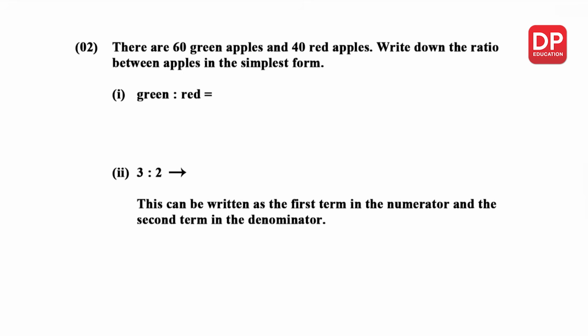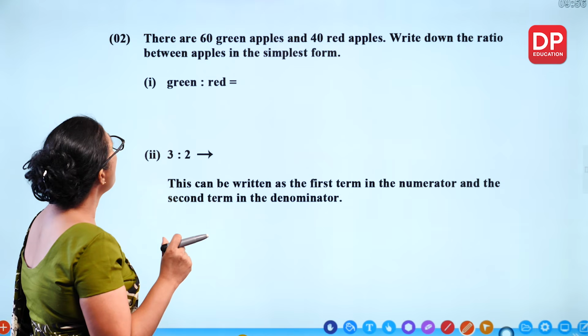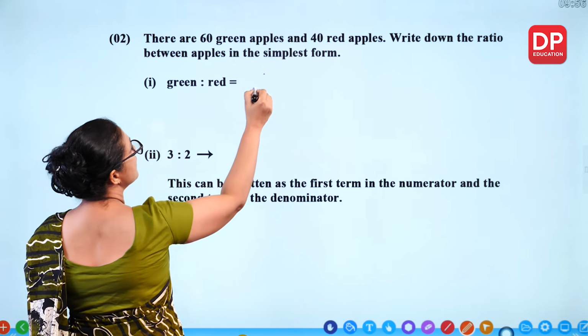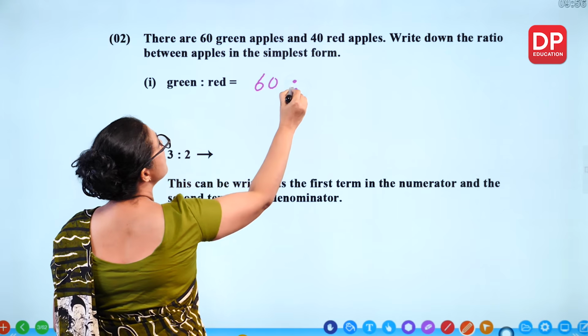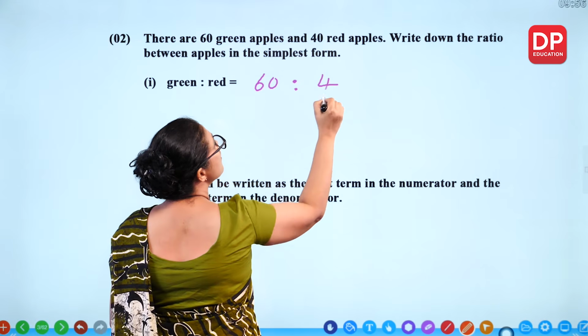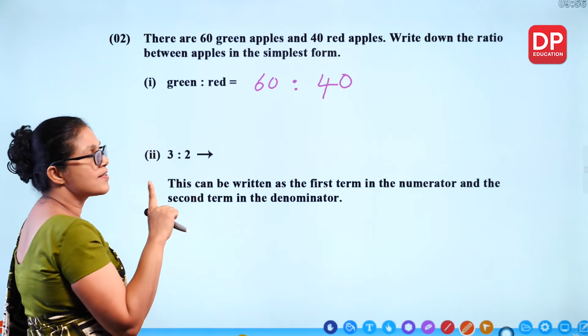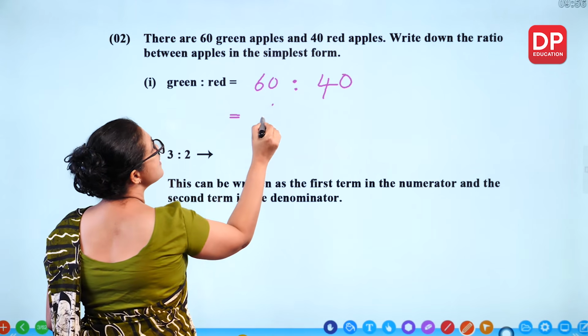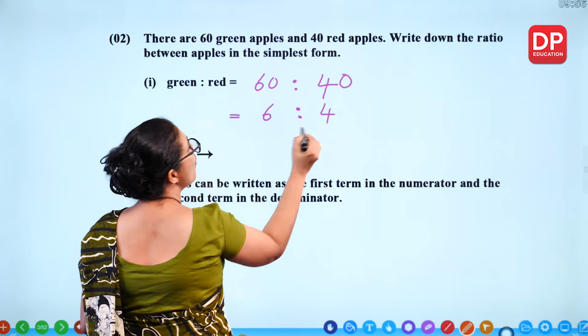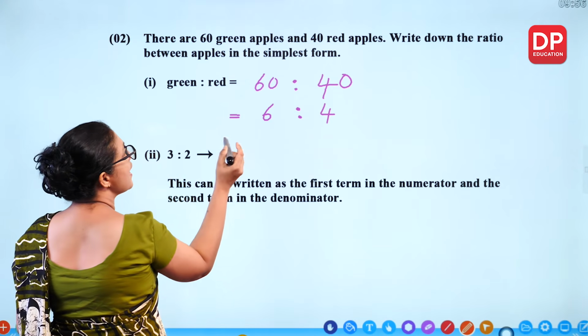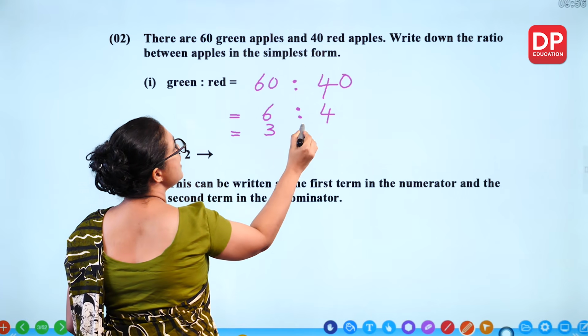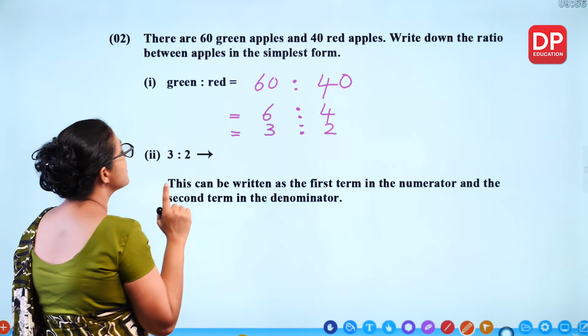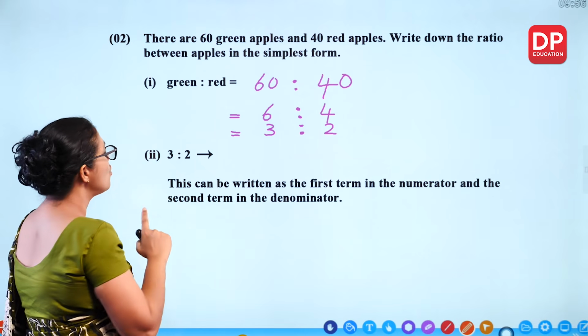Look at this one. There are 60 green apples and 40 red apples. Write down the ratio between apples in the simplest form. How many green ones are there? 60. How many red apples are there? 40. So you can write the ratio as 60 to 40. Divide this by 10. 6 to 4. Divide this by 2 again. 3 and 2. So what's the ratio? You get 3 to 2.